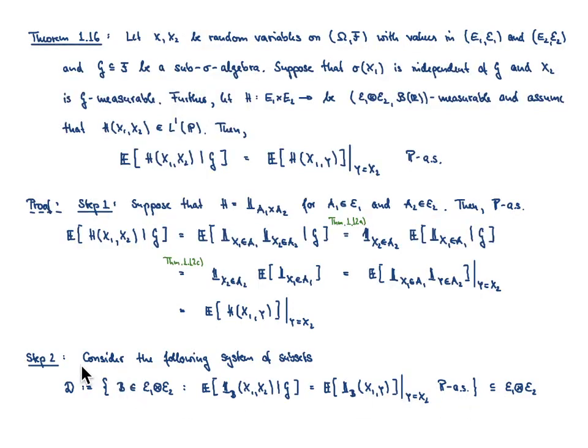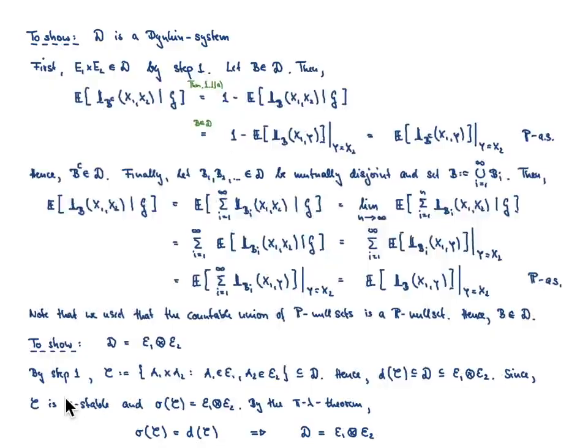And for sure that system of subsets is contained in this product sigma algebra E1 cross E2. So what should we do now? Well, we should prove that this system of subsets is a Dynkin system. So what does it mean? We have to prove that the whole space is contained in it, that if a set is contained, then also its complement is contained, and that the countable union of disjoint sets chosen from that set of subsets D is contained in D. So let's do that stepwise.